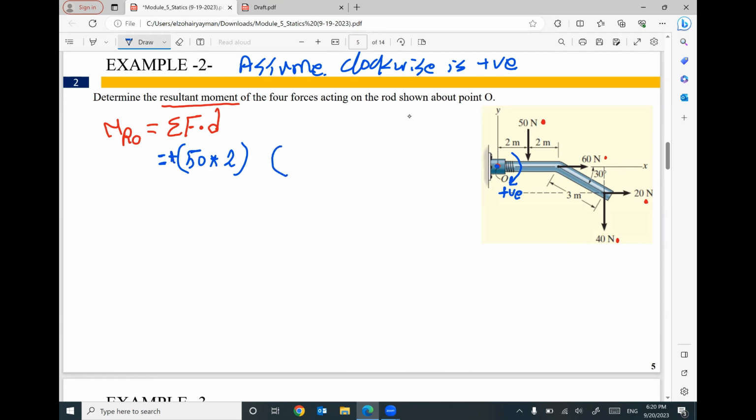Next force. I have 60. Be careful before answering this question. Anybody can help me? What is the distance between this 60 Newton force and your point O? Anybody can tell me what is the distance between the force 60 and the point O?